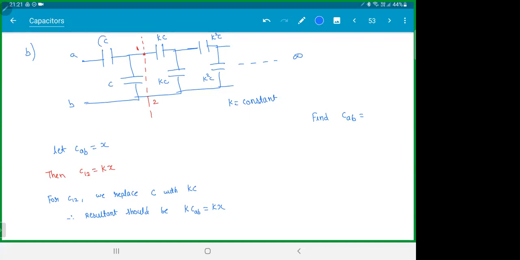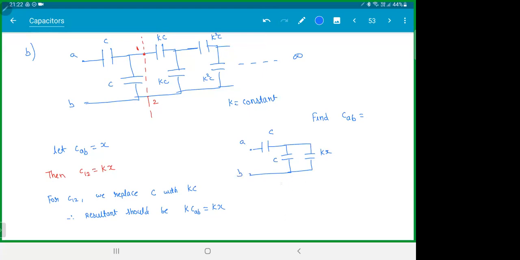Because think about it, in place of C we have KC. In place of KC we have K square C. So you just replace C with KC. That means the final answer in place of X will have KX. So this whole circuit can be replaced with C, C, and this will be KX.